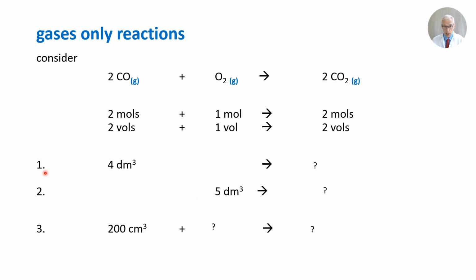Look at problem number 1. I'm going to model this. Starting with 4 decimeters cubed of carbon monoxide, what would be the volume of the carbon dioxide produced? So 2 volumes of carbon monoxide form 2 volumes of carbon dioxide. So 4 decimeters cubed of carbon monoxide would form 4 decimeters cubed of carbon dioxide.